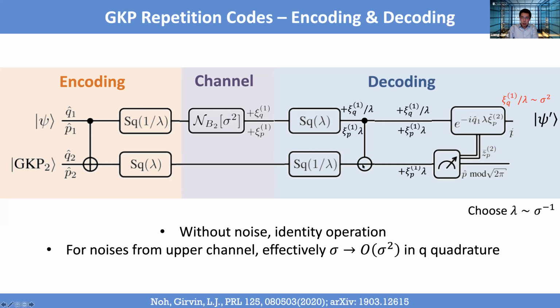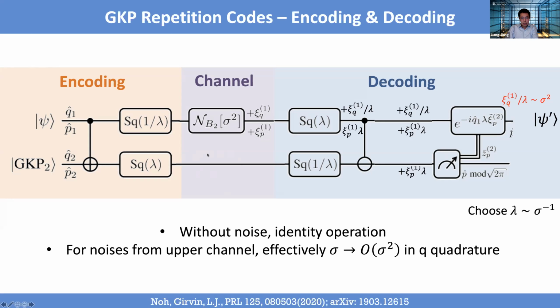But because this control difference operation only propagates noise of this P quadrature to the second channel, then you can perform a position, a momentum measurement modulo 2 pi to suppress the P quadrature noise so that only the Q quadrature noise is left behind. But because of this squeezing operation, the Q quadrature noise gets squeezed by a factor of lambda. So it can be suppressed to a small number, sigma squared. So sigma is the magnitude of noise, which is much less than 1. So therefore, sigma squared can be even smaller.